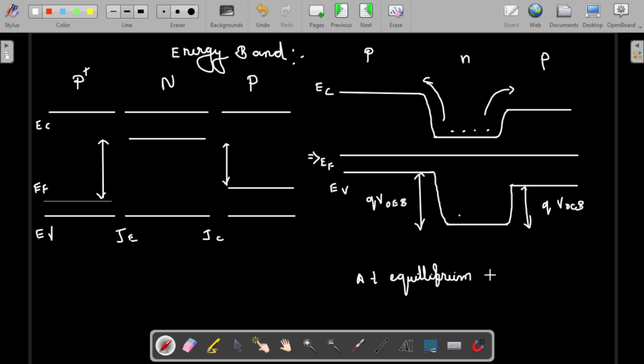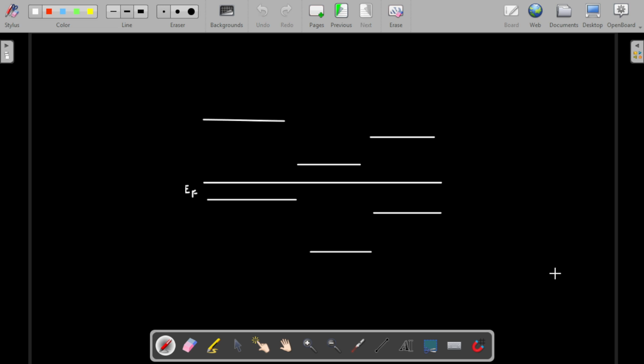So this is at equilibrium. So I net will be equal to 0 because there is no external thing that is causing current, right? So this is the active region that we are going to discuss now. This is the active mode. Active mode means the JE is forward bias and JC is reverse bias.